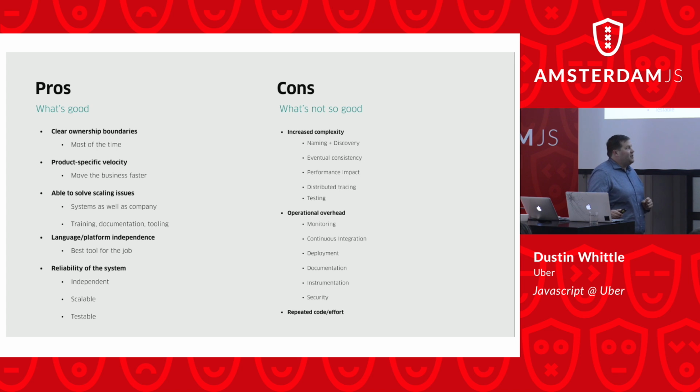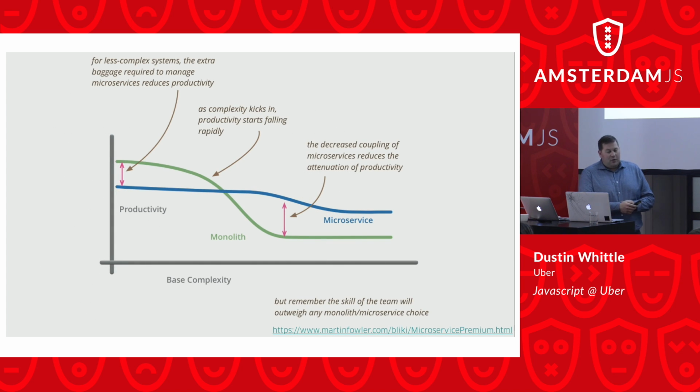Ultimately what you realize is that this leads to repeated code and repeated effort. Two different teams across different parts of the world are really trying to solve the same authentication problem. How do we communicate that better? Martin Fowler came up with this great graph that basically shows that for less complex systems and smaller teams, monoliths make you more productive, but over time the complexity and the size of the team increases, and so you need to decide when microservices have more benefit than risk for your team.